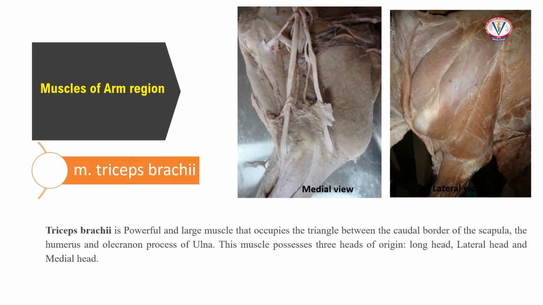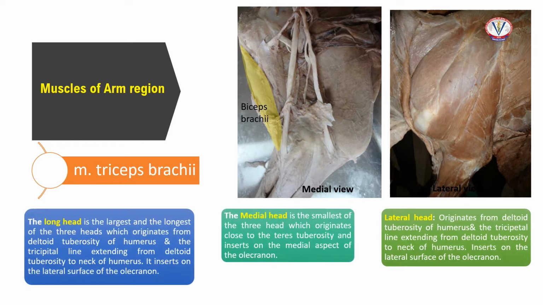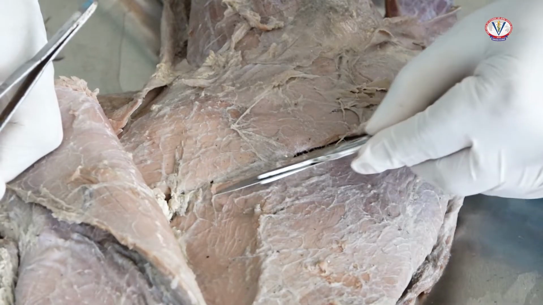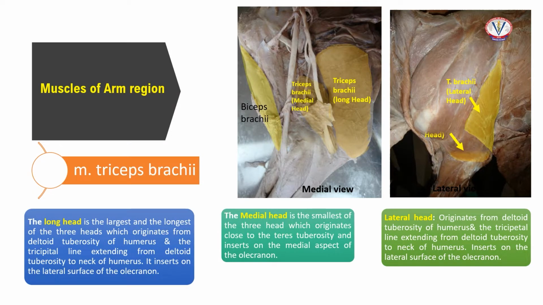Triceps brachii is a powerful and large muscle that occupies the triangle between the caudal border of the scapula, the humerus, and the olecranon process of the ulna. This muscle possesses three heads of origin: long head, lateral head, and medial head. The long head is the largest and the longest of the three heads, which originates from the deltoid tuberosity of the humerus and the tricipital line extending from the deltoid tuberosity to the neck of the humerus. It inserts on the lateral surface of the olecranon. It acts as an extensor of the elbow joint.